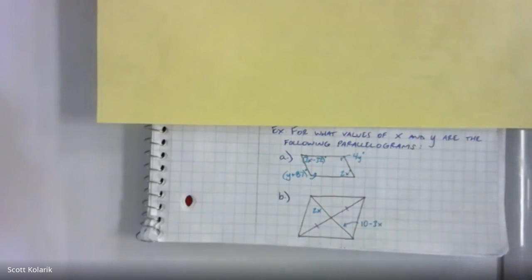Anyway, that covers section 3 on proving a quadrilateral to be a parallelogram. I'll go ahead and stop the recording there.